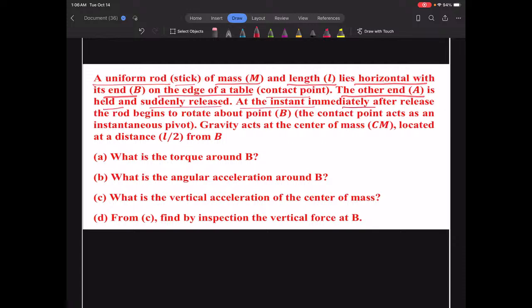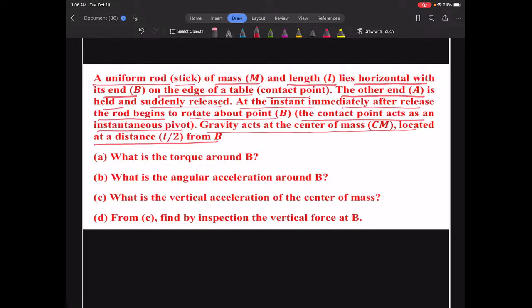At the instant immediately after release, the rod begins to rotate about point B. The contact point acts as an instantaneous pivot. The gravity acts at the center of mass located at a distance L by 2 from B. So based on this, we have these 4 questions.